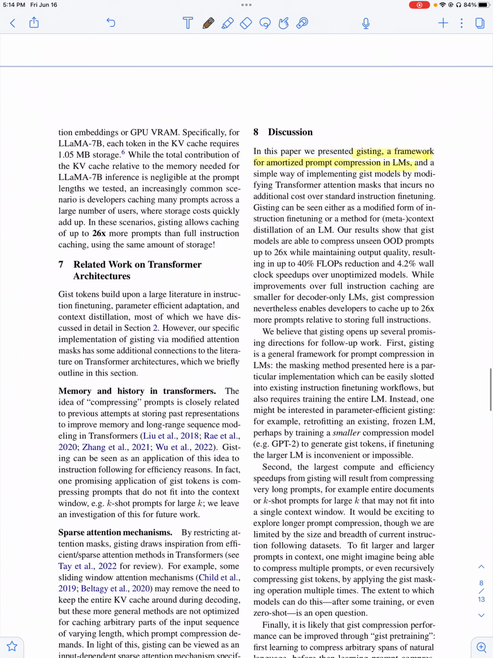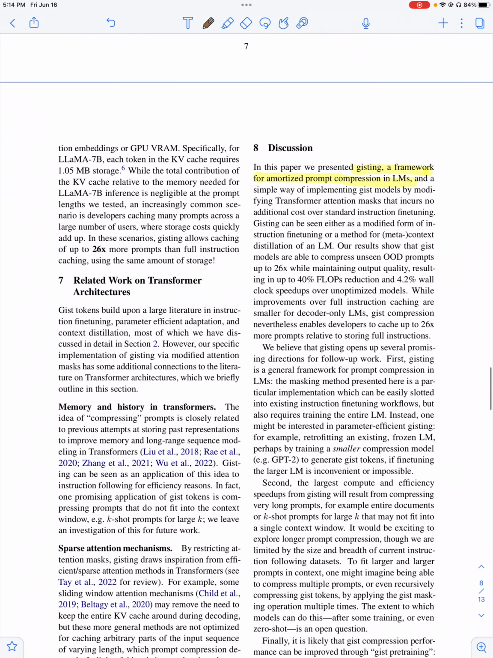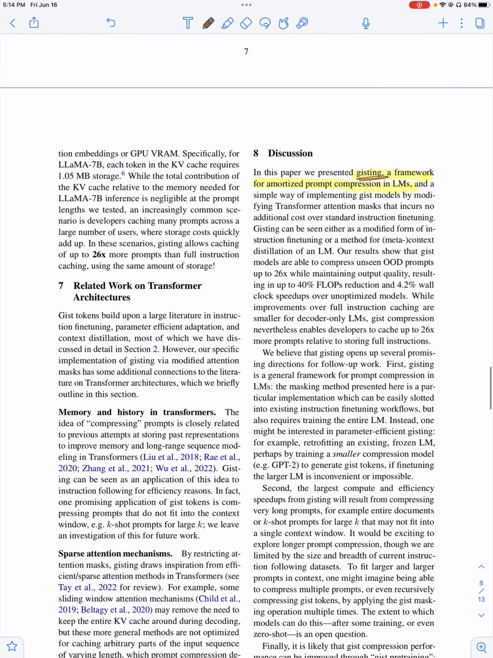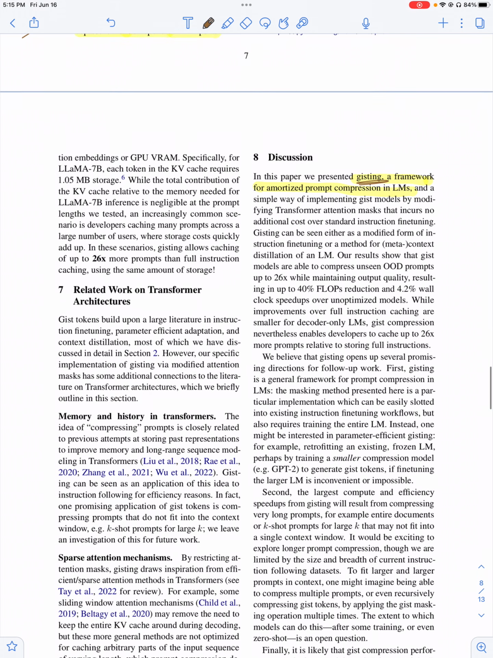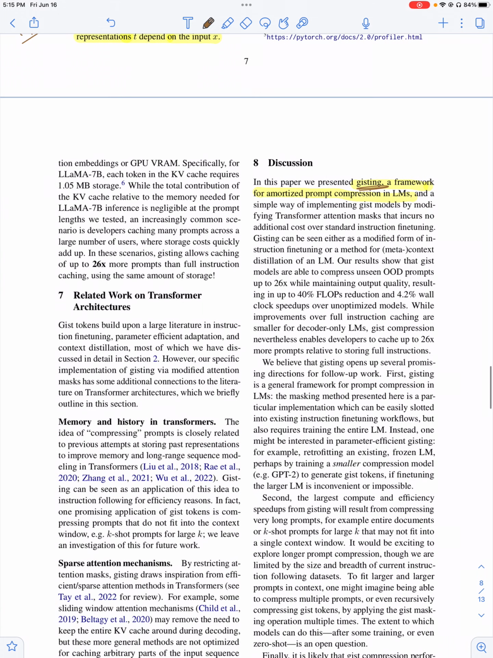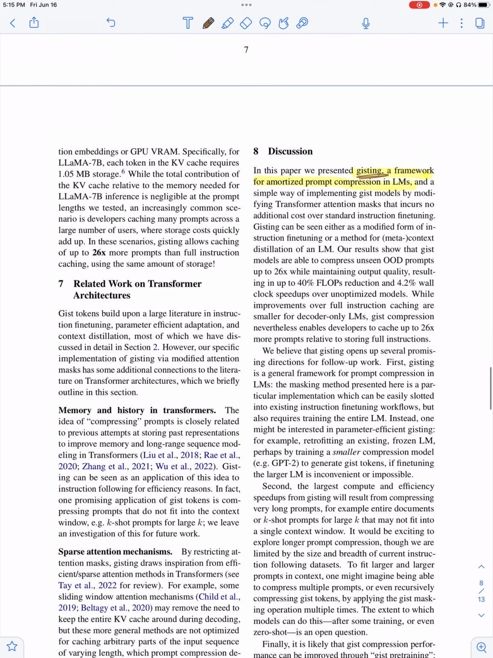So the main takeaway is that it's introducing a different framework called gisting, where you can compress the number of tokens in your prompt. And this is computationally more efficient and more efficient memory-wise. And it gives comparable performance if you've trained on tasks which would be used at inference time, like seen before. So yeah, the main contribution is this gisting framework.